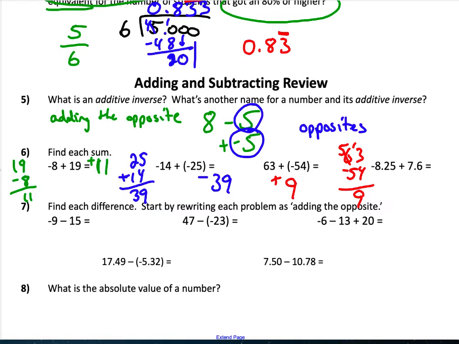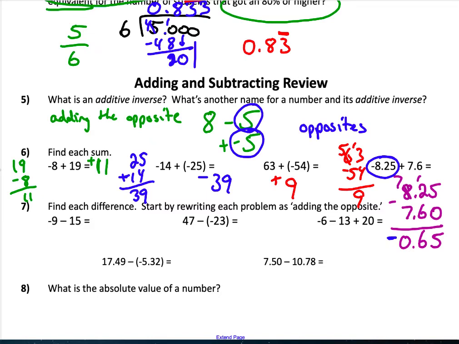Last one, negative 8.25 plus 7.6. So I have a positive and a negative. That means I'm going to subtract them. For subtracting, I always put the larger number on top. 8 is bigger than 7. Remember, for your decimals, you need to line up those decimal points. So I'm going to add that extra 0 at the end of 7.6. I'm going to subtract, and I get 0.65. But I'm going to take the sign of the higher number, the one with the bigger absolute value, the larger number. The 8 was bigger than the 7, so it's going to stay negative.